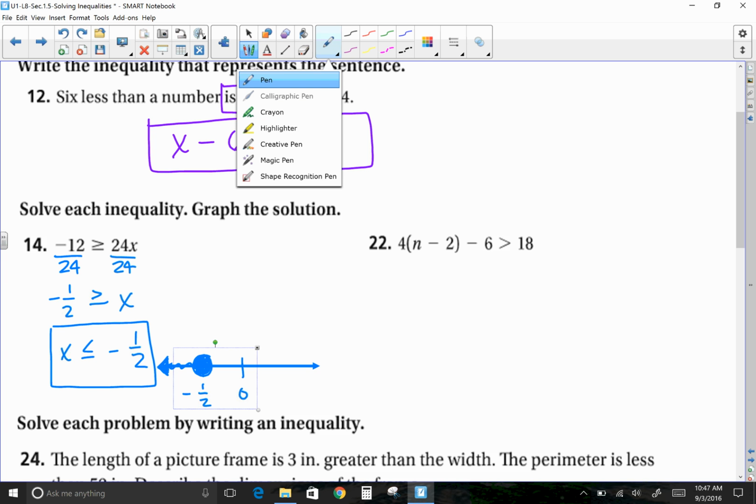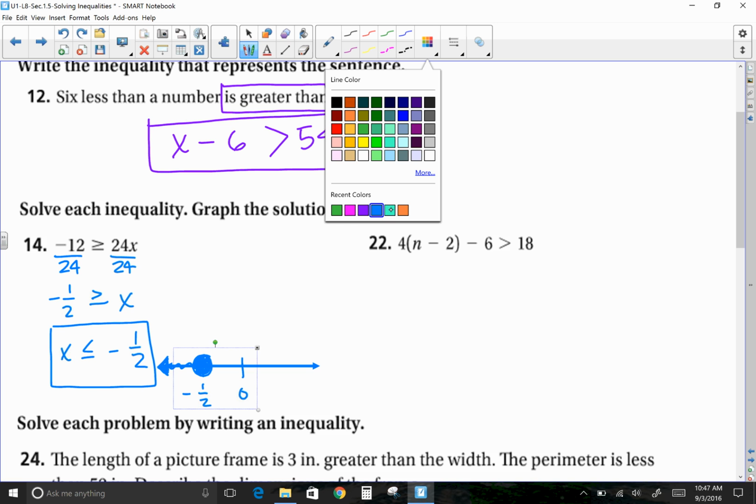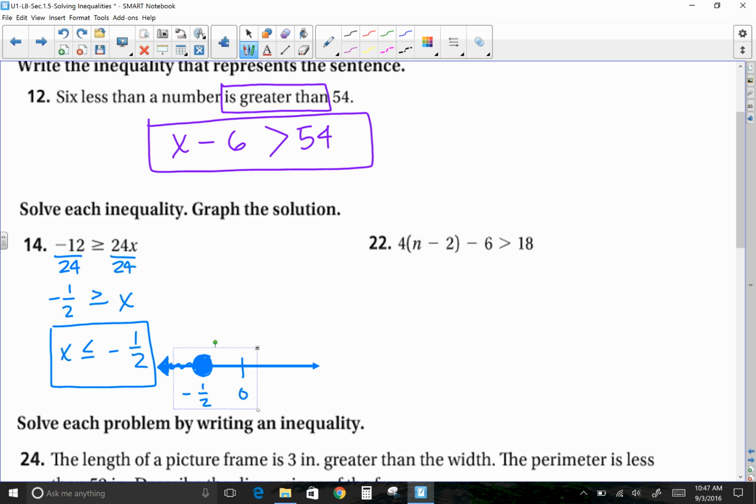All right, 24. This is what I want. All right, so how do we want to start that? We're going to add 6 to both sides. So to get that 6 over, I add, and that's going to give me 4 times n minus 2 is greater than 24. And then my students said they want to divide by 4, which is perfectly okay because it goes in evenly. I'm good for that.